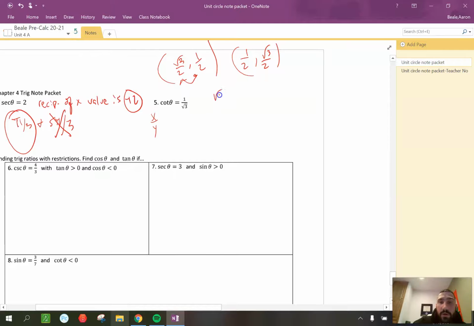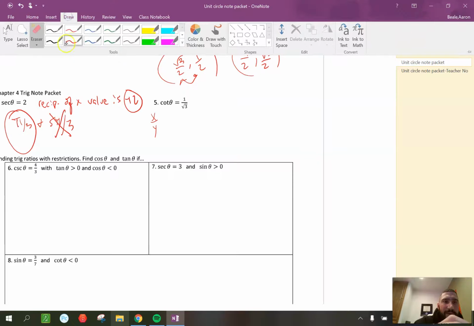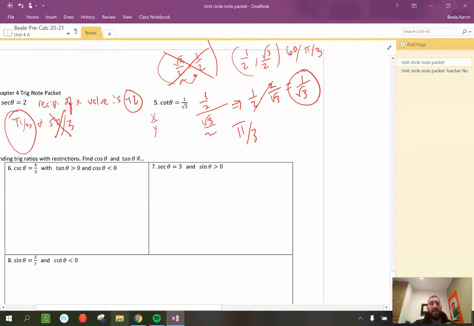Okay, so we're going to go x over y. All right, 1/2 over root 3 over 2. Work it. Now it appears. So where does that happen? Not here. This is my 60 degree, or my pi over 3, right? So we know it happens at pi over 3, which means it'll also happen where that's positive. We're doing cotangent, so that would relate to tangent. Where's tangent positive as well? That's in quadrant 3.